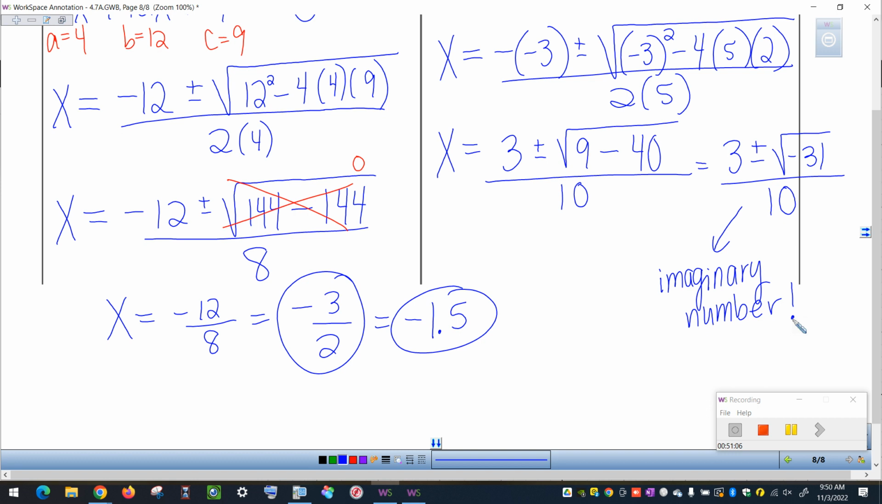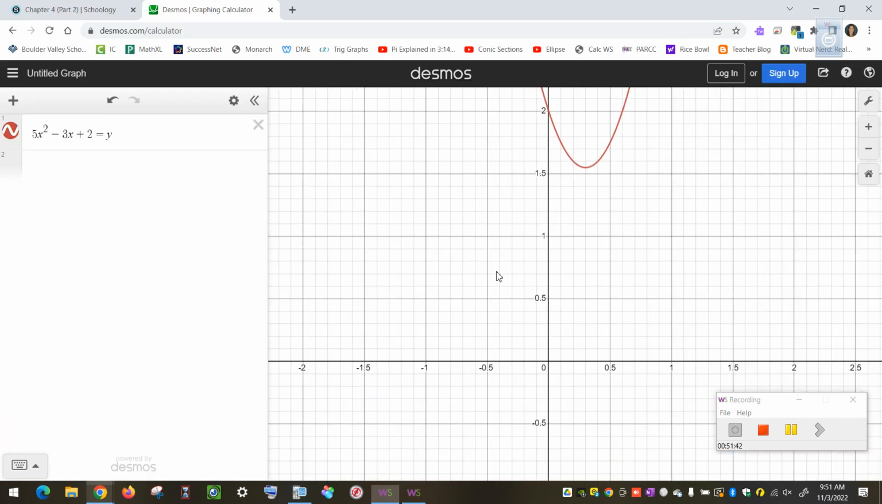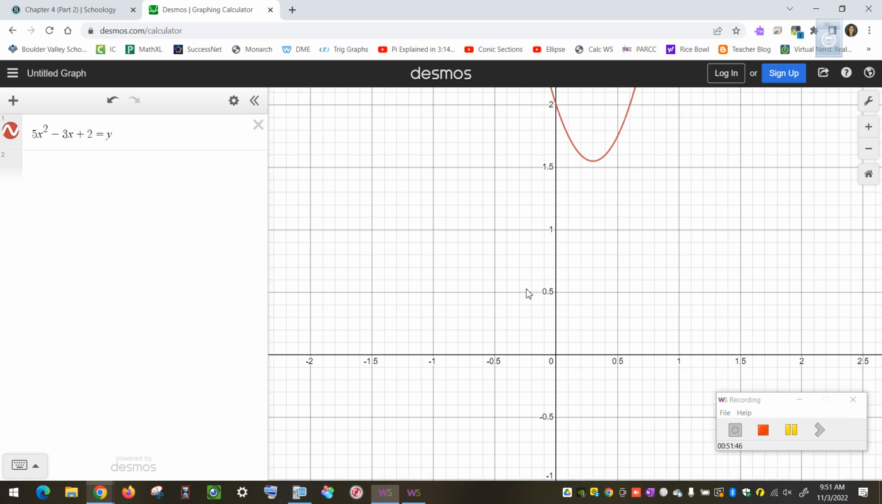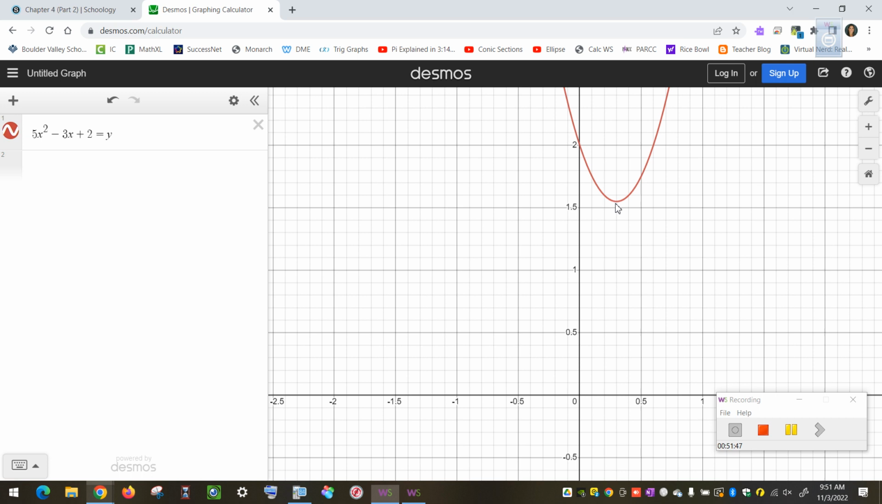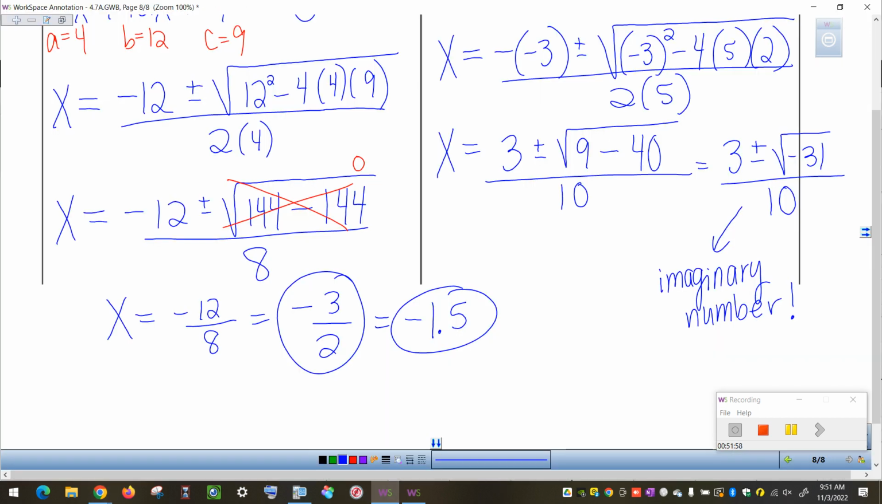And I want to show you what happens on the graph. So I went ahead and typed this into Desmos. And you know how the solutions are supposed to be the x-intercepts? We don't have any x-intercepts here. The vertex is way up high, and it's opening up. So it's never going to cross through the x-axis. So one thing that's really interesting here is when you end up getting imaginary solutions, there are no x-intercepts. And that's just a little note I want you to put there for that last problem.